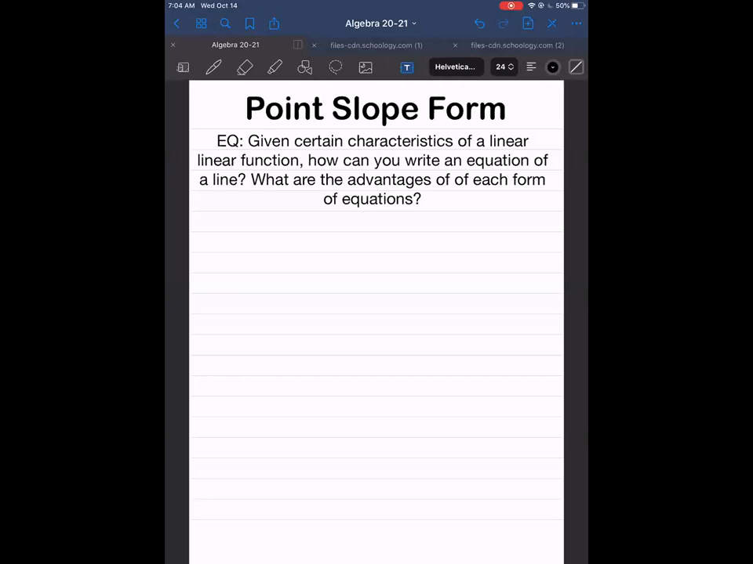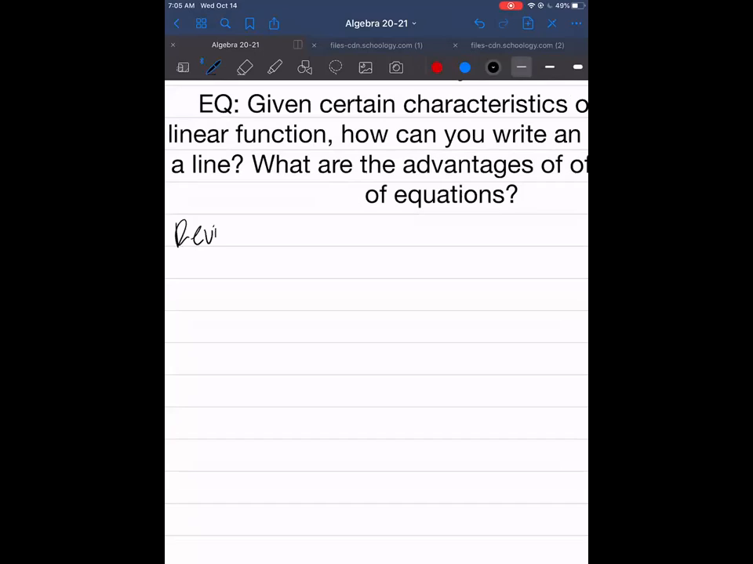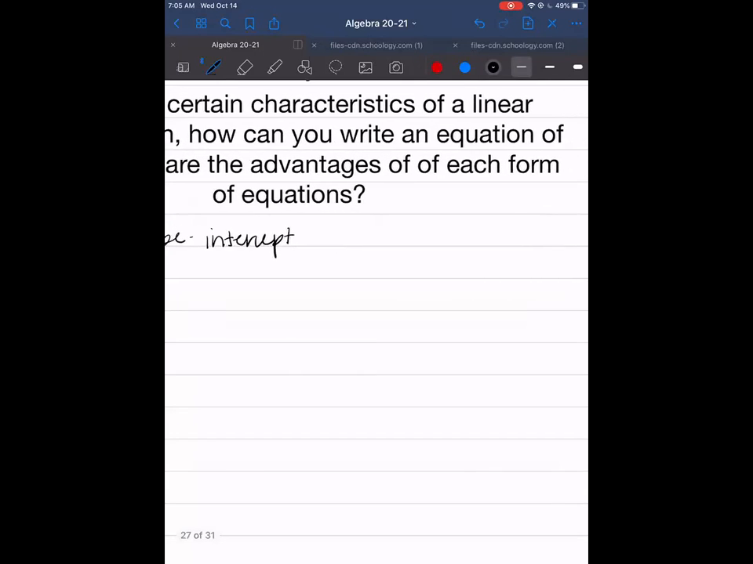Today we're going to talk about point slope form. This is another form of an equation of a line. Last time we talked about slope intercept form, and that's when we had a slope and an intercept. So, a quick review: slope intercept, which was the form y equals mx plus b, where m was my slope and b was the y-intercept.